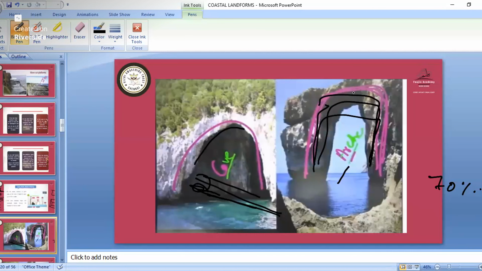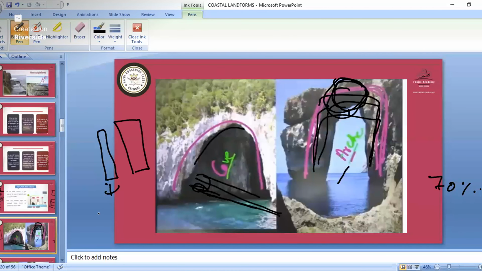Now after some years, what will happen? These particular parts don't have support, and if the weight above is heavy, this particular part will get eroded. When they erode or fall down due to the heavy pressure, they will take the shape like this. These both will look like a pillar. So these both are known as the stack. This is a stack and this is also a stack.